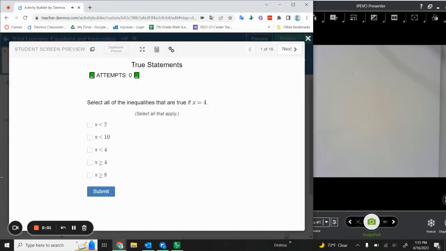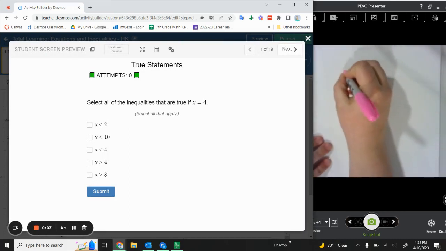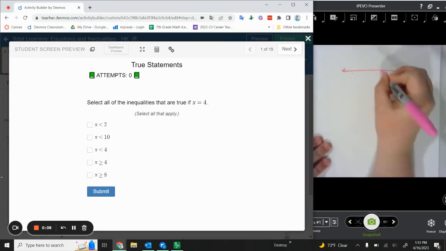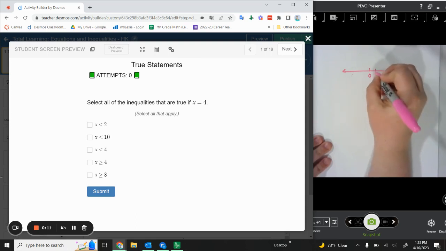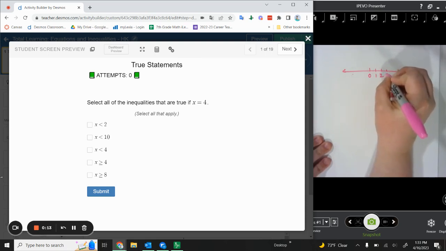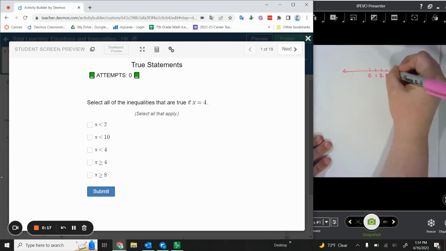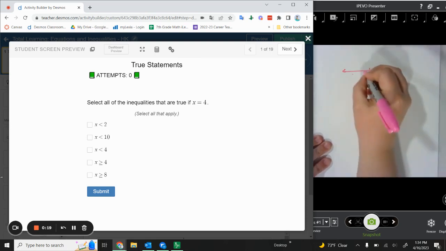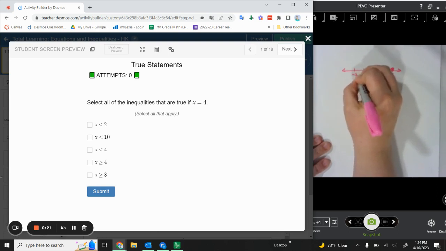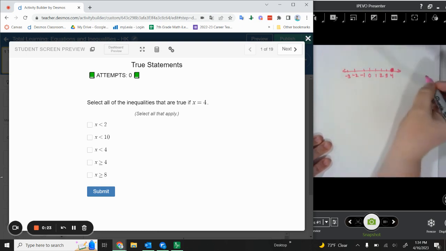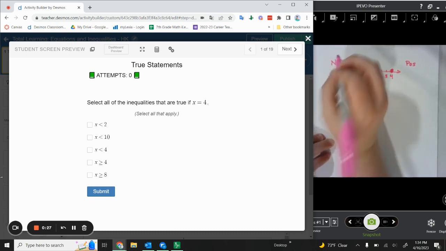This question says to select all of the inequalities that are true if x is equal to 4. So what I'm going to do, I'm going to draw a number line. And I'm just going to label 0 in the middle there. 1, 2, 3, 4. So this is where x is equal to 4, is this spot right here. Okay? I'm going to go ahead and fill in -1, -2, -3. So I know my positives are going this way. My negatives are going this way.